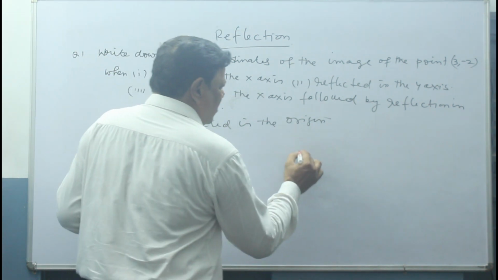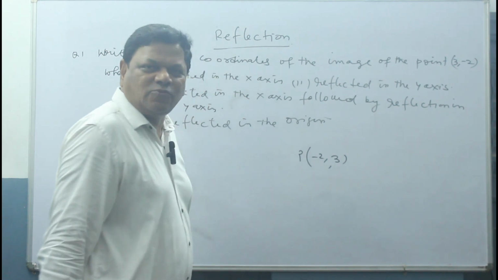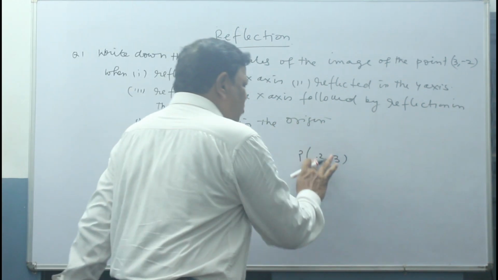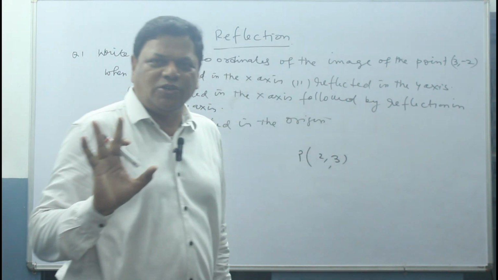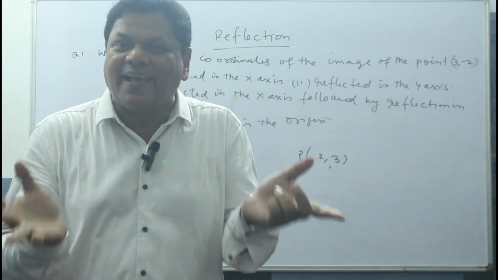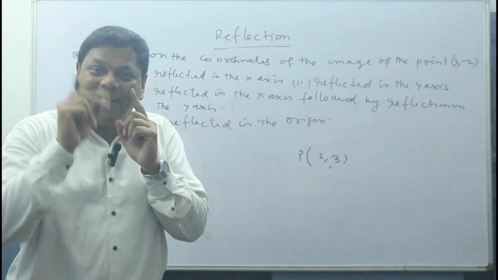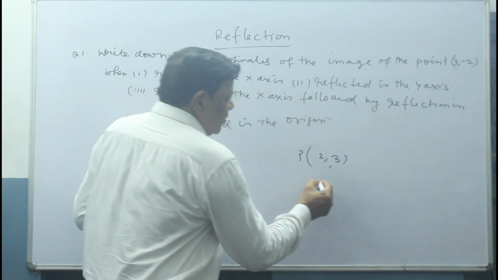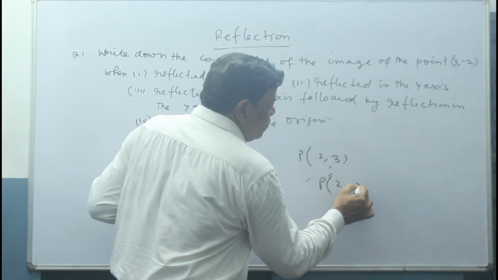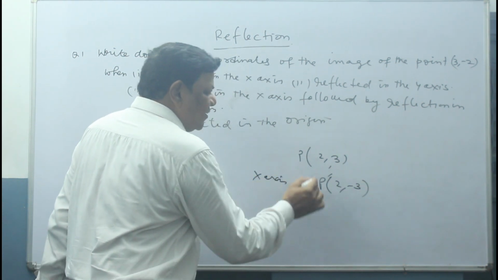One point is there. What is the point? -2 and 3. So the point is -2 and 3, or take 2 and 3. Take 2 and 3, one point is there. What I explained: I have to find the reflection with the x-axis. What I told you, reflection in the x-axis means the y sign will change. So what will come? P dash. What will come? 2 and -3.